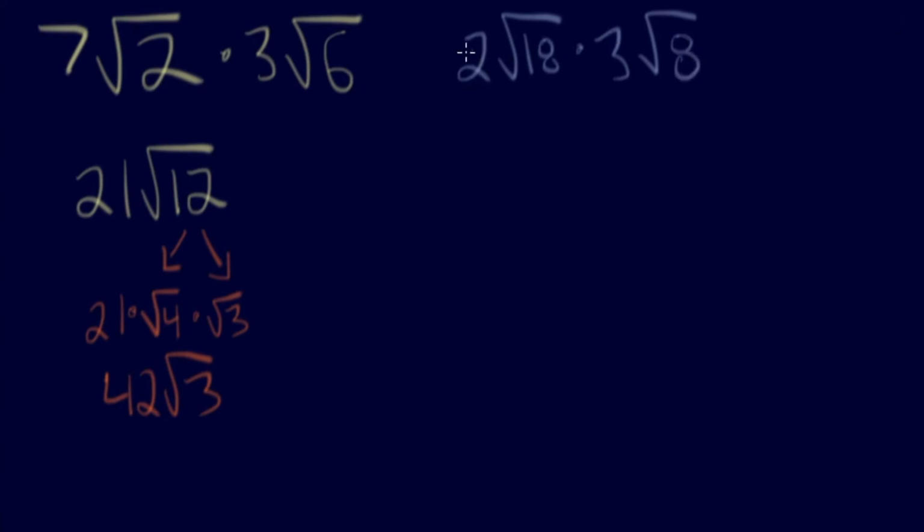Now I chose this question because I think it is going to show a couple of things. Some kids might want to go straight to multiplying, which would be fine. But I like to simplify first. So I'm going to simplify this 2 root 18 first. So I'm going to think of 9 and 2. And the square root of 9 is 3. So 3 times 2 is going to be 6. So I'll get 6 root 2. There we go. So 6 root 2.